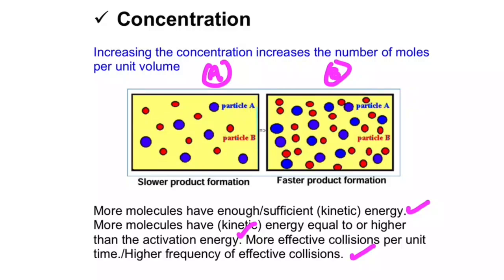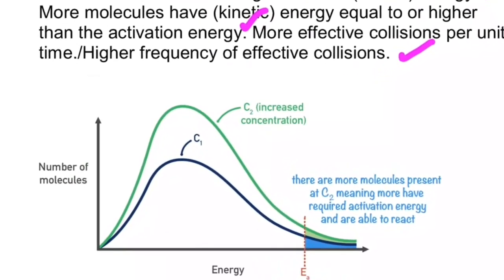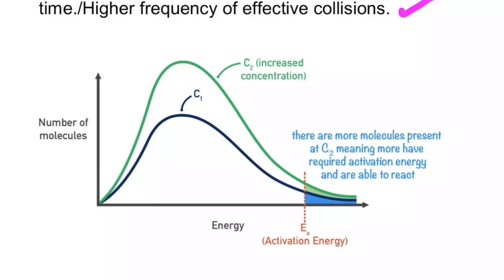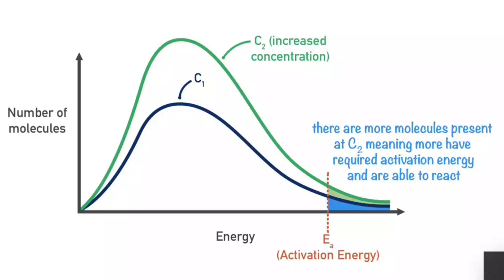Let's take a look at the Maxwell-Boltzmann distribution curve and see how that looks. We still have the kinetic energy on the x-axis. We have the number of molecules on the y-axis. But you can take a look at C1 before the concentration is increased and C2 after the concentration is increased. You can see clearly that there are more moles present at C2, meaning more have the required activation energy and are able to react. There's more moles under the graph C2 when the concentration has been increased.